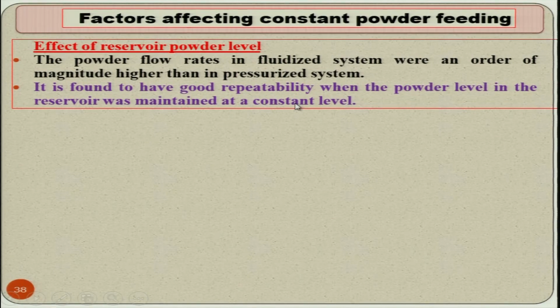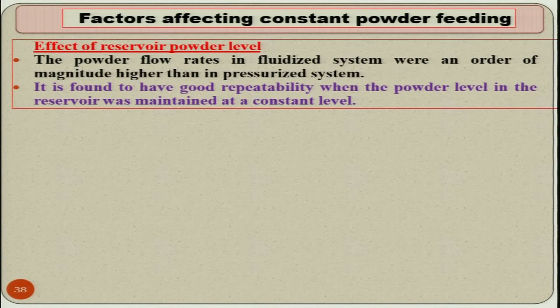It is found to have good repeatability when the powder level in the reservoir is maintained at a constant level. So, the basic requirement or condition for the fluidized system is that the powder level in the reservoir should be maintained constant if you want to have constant mass flow rate in case of fluidized system, and fluidized system gives higher abrasive mass flow rate as compared to the pressurized system.